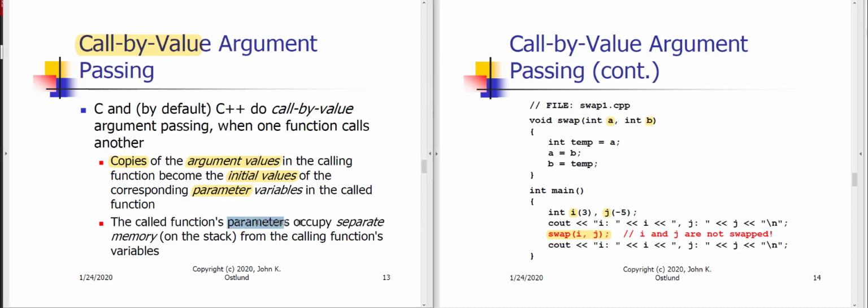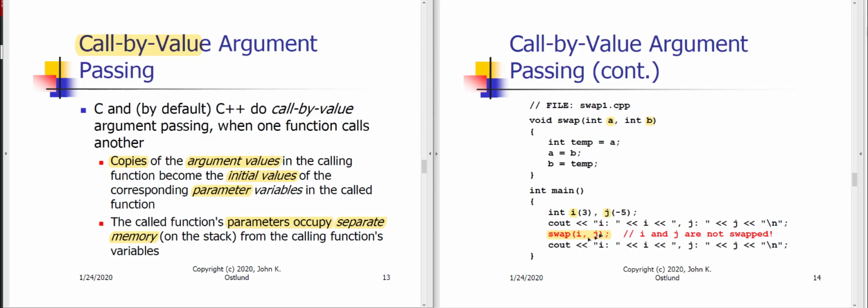Now, the parameters are in separate memory from the variables in the calling function. This is wholly unlike Python, where the parameters here would just be references to the same objects that i and j are references to. But in C++, i is the name of a specific object at a specific location in memory. j is likewise the name of a specific object at a specific location in memory.